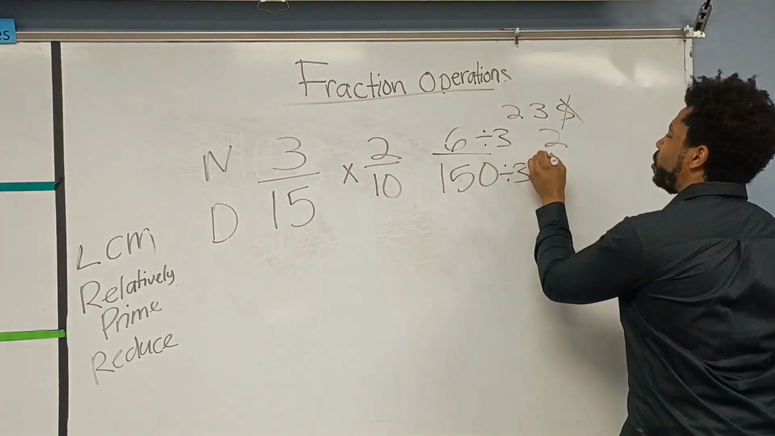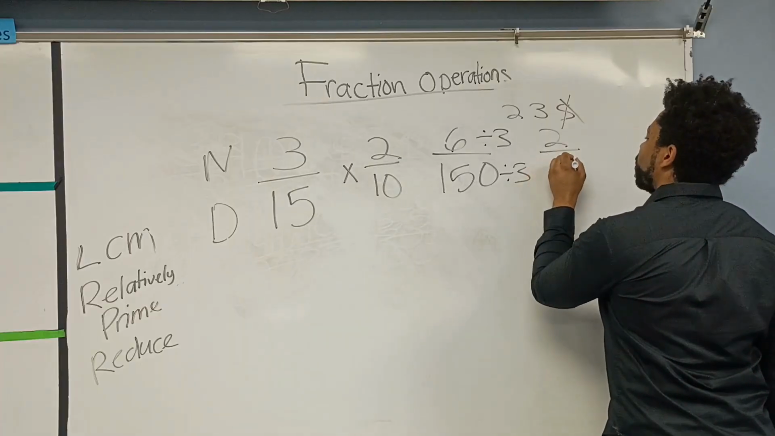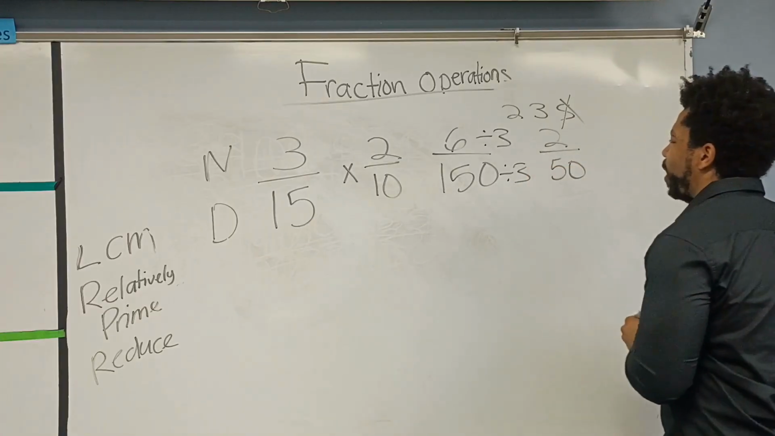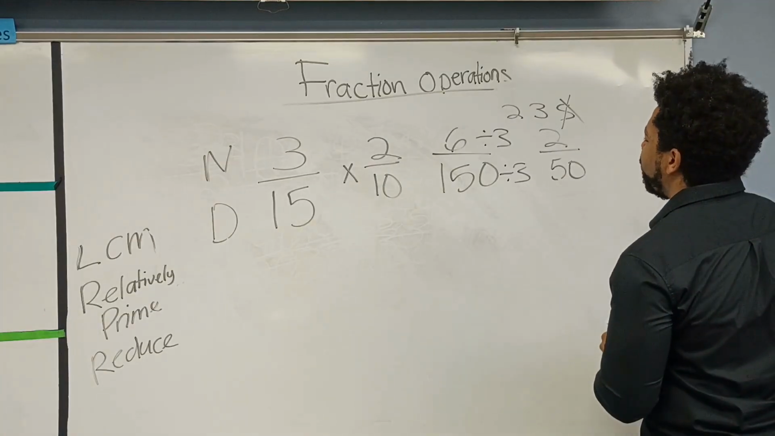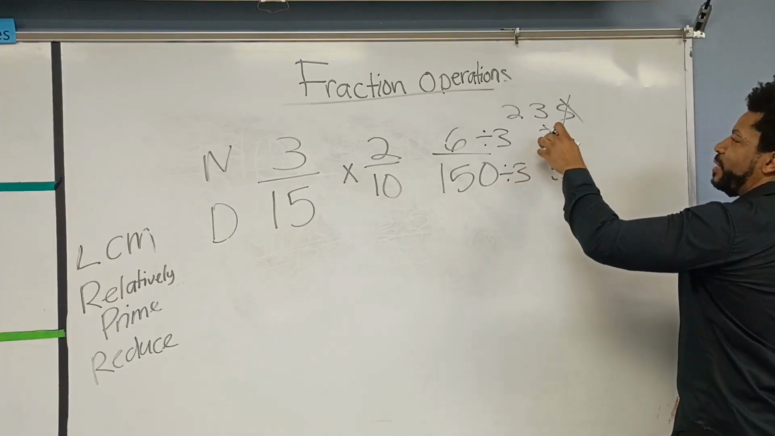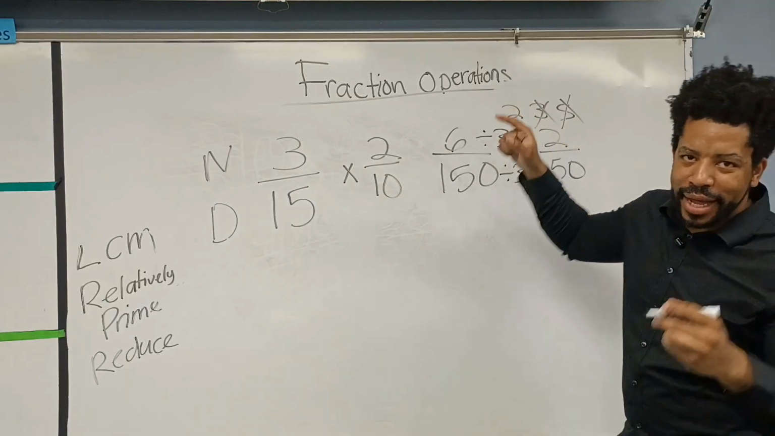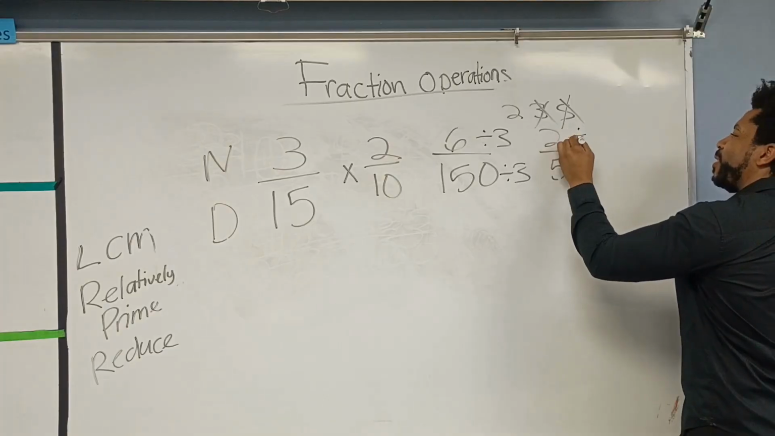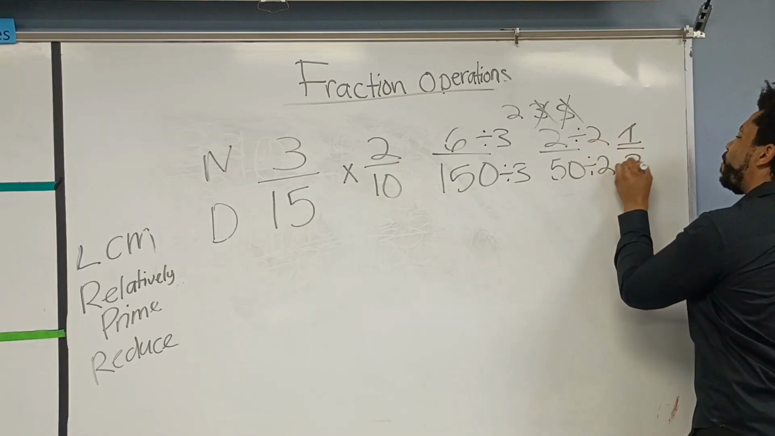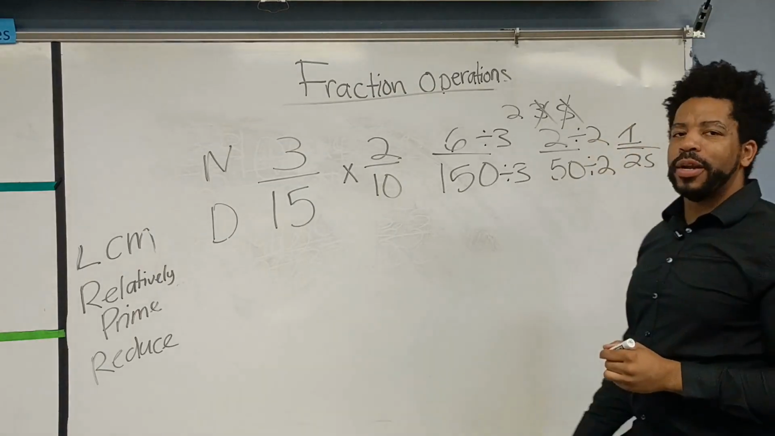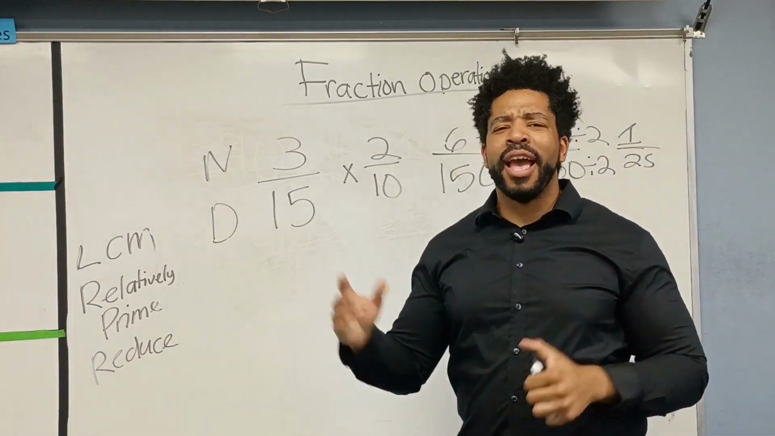Now you're going to get 2 over 50, right? 150 divided by 3, you get 50. Then we look at 2 and 50. Those can actually be divided by 2 because they're both even. Divide by 2, divide by 2, and you get 1/25.